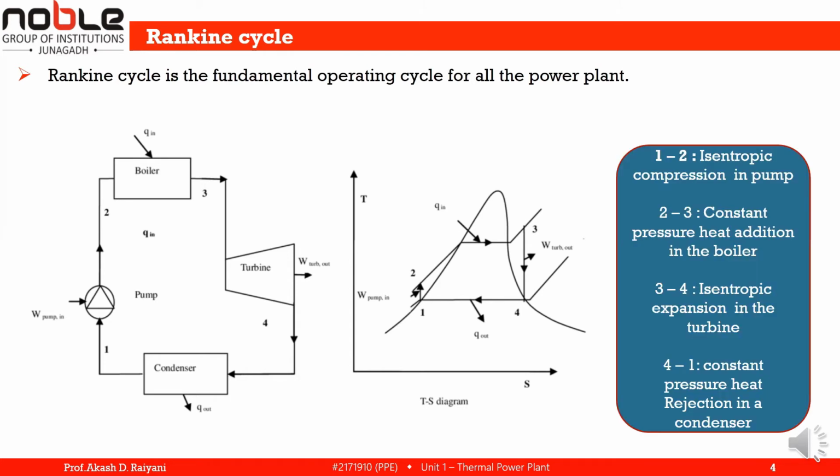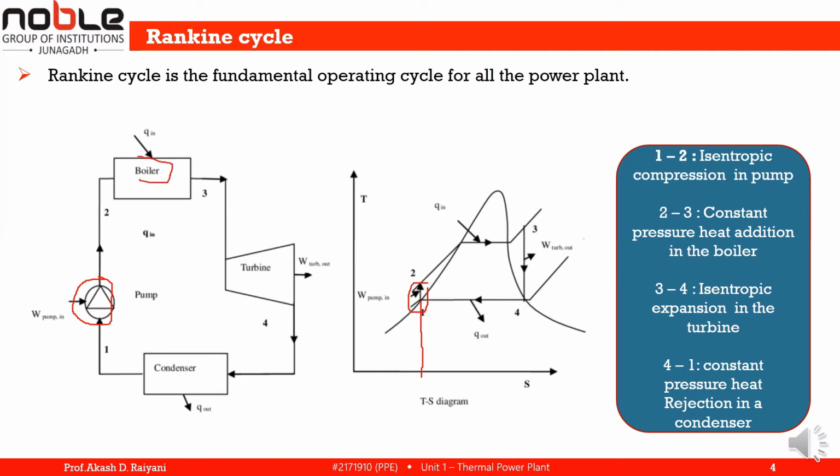Let us start with the first element which is the pump. Generally, water is used as the working fluid in the Rankine cycle. In the pump, water is pumped into the boiler. It is represented on the TS diagram with the 1 to 2 process. It is an isentropic compression process. During this process, entropy remains constant. In the 1 to 2 compression process, pressure and temperature both are increasing.